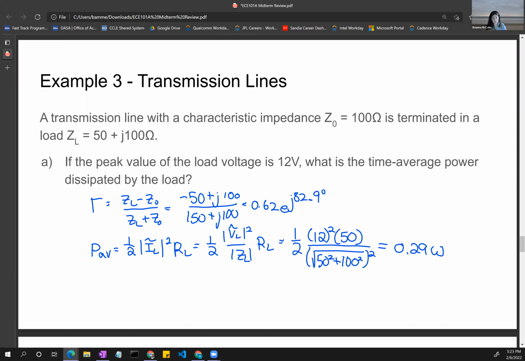Yeah, the person in the chat was correct. I accidentally wrote a minus J100. Okay.